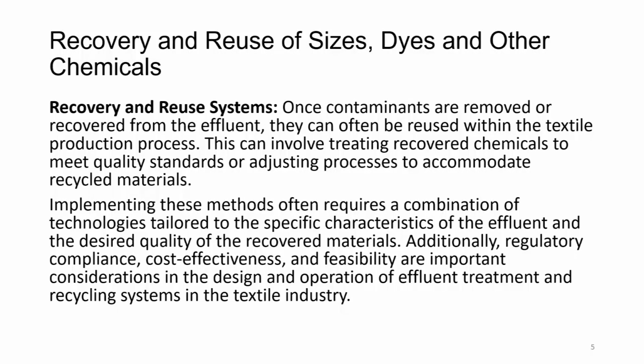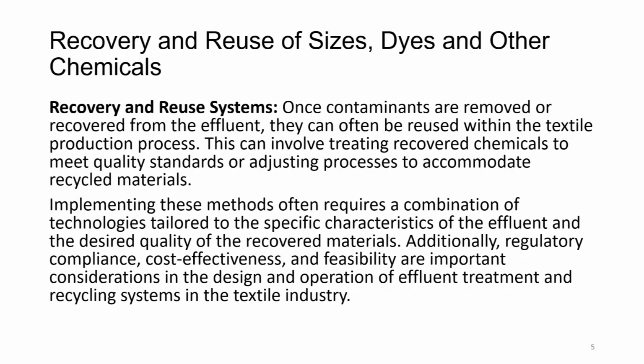Recovery and reuse system: once contaminants are removed or recovered from the effluent, they can often be reused within the textile production process. So, if they can be recovered, definitely after purification or even without purification, they can be reused. This can involve treating recovered chemicals to meet quality standards or adjusting processes to accommodate recycled materials.